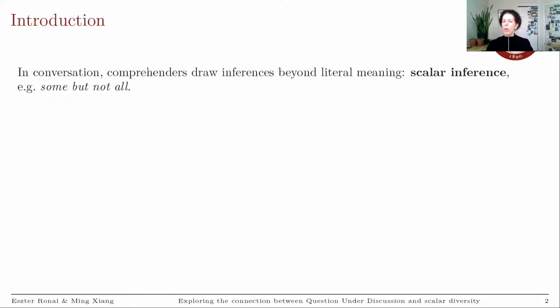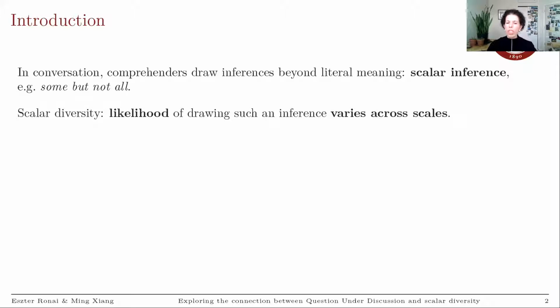I want us to start off from the well-known observation that in natural language conversation and communication, comprehenders regularly draw inferences that go beyond the literal meaning of an utterance or a sentence. A very well-known case study of this is scalar inference, for instance, the some but not all inference. A more recent robust empirical finding is the so-called scalar diversity. That is the finding that the likelihood of drawing a scalar inference varies dramatically across lexical scales.